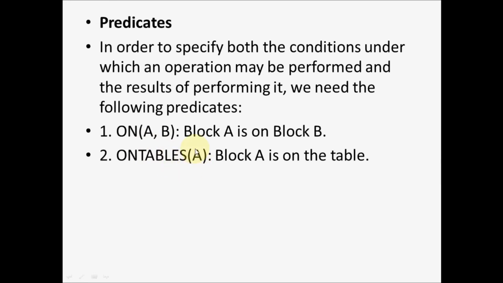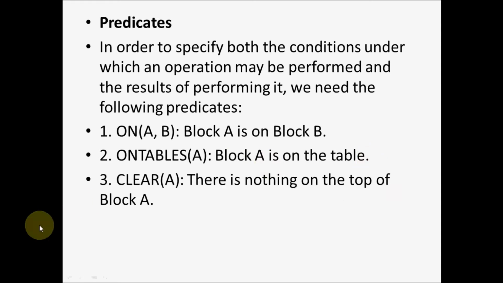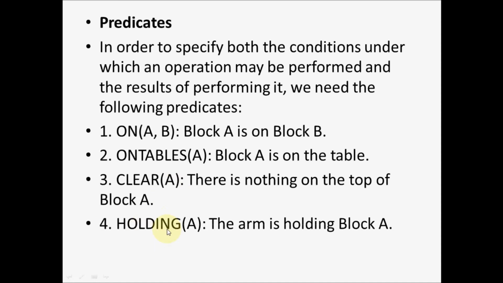Okay, kindly note there is a slight mistake here. It is not on tables, it is on table. The S should not be there. So On table A means block A is directly residing on the table. Third, Clear A. That means there is nothing on top of block A. That means block A is clear. Fourth, Holding A. That means the robotic arm is currently holding block A. You need to remember these predicates.